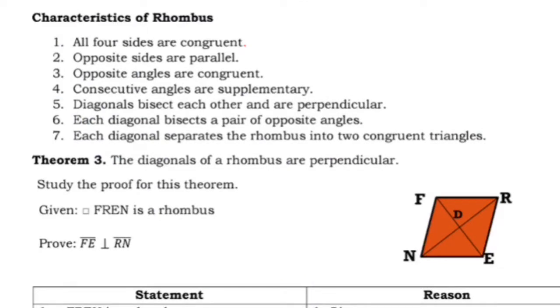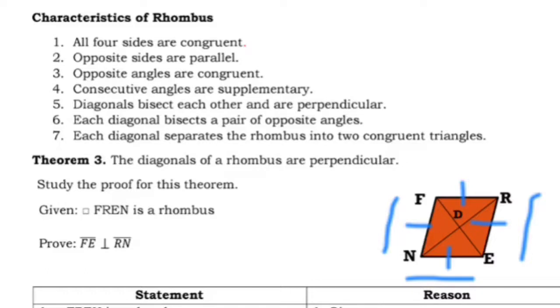Now let's go to the characteristics of rhombus. Number 1, all 4 sides are congruent. So if we're going to have the rhombus here, this side, this side, and this side are congruent, or they have the same measurement. Then opposite sides are parallel. So FR is parallel to NE, FN is parallel to RE. Again, parallel, they will not intersect if we're going to extend the segment.